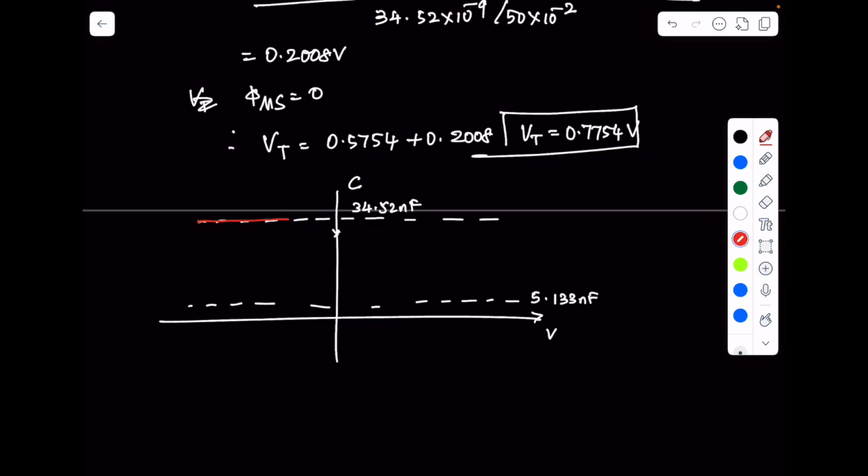So my CV is going to look something like this. Far away from Vt, my CV is going to hit this min and max, and then I can roughly approximate it to something like this. So this is going to be the CV of this device, roughly drawn to scale. Let's move to the next question.